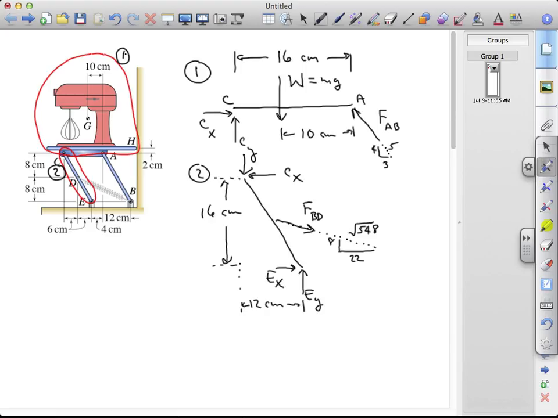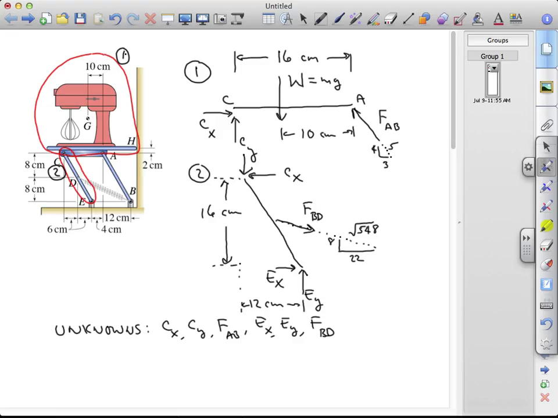So let's make a note that the number of unknowns that we have consists of CX, CY, FAB, EX, EY, and FBD. That is, we have 6 unknowns, we have 2 bodies, we can write 3 equilibrium equations for each one, so we should be able to solve for all the unknowns in the problem.